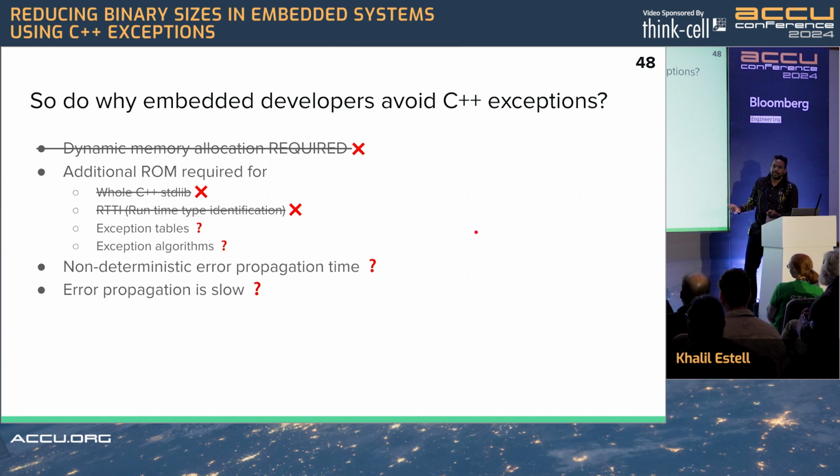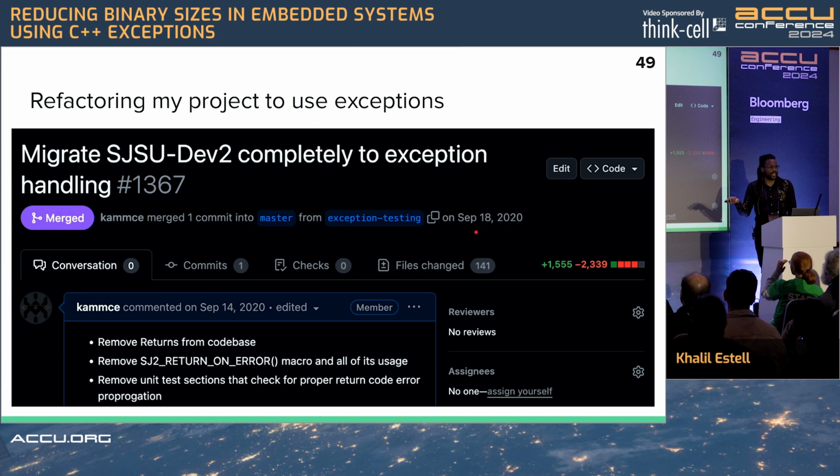When it comes to the whole standard lib, that's Terminate's fault. It had nothing to do with exceptions. And then RTTI, well, I'm okay with paying the price for the few types that I throw, but anything else, I don't have to worry about. There's still the issue of exception tables and algorithms. But before I go into that, we're going to just talk about what I did next.